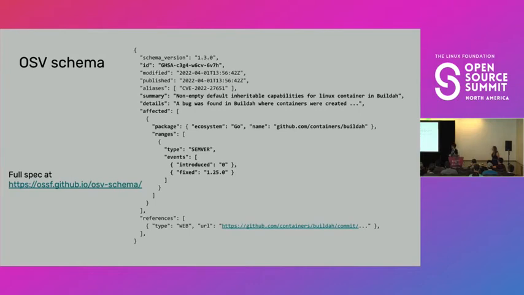So here's a quick example of what a GitHub security advisory looks like in the OSV schema, and this is for a Go package. As you can see, this is a very simple schema. It's fairly easy to parse as a human, and it's very easy to parse as a machine. So there's the usual basic metadata, such as the ID, some English text descriptions, timestamps, references. But most importantly, we have this affected field, which allows us to unambiguously refer to package names and package versions.